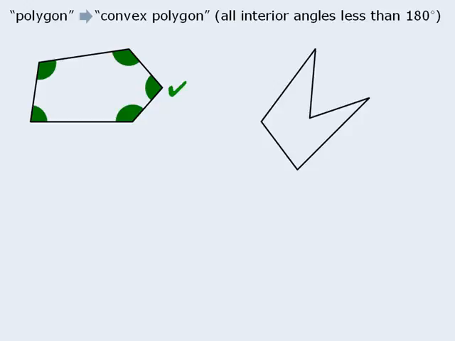In this example, most of the interior angles are less than 180 degrees, but this interior angle is greater than 180 degrees. So this is not a convex polygon.